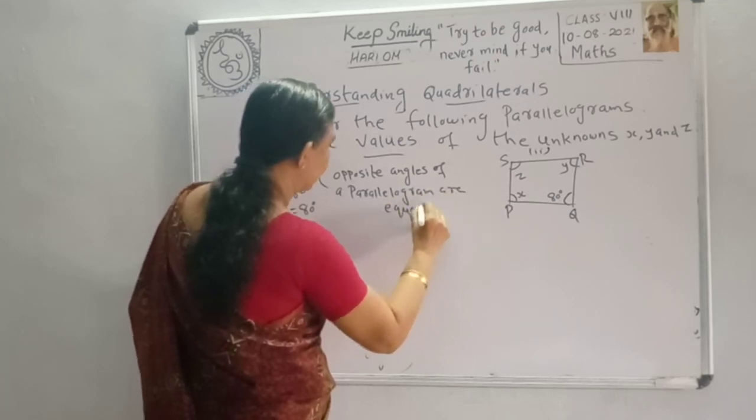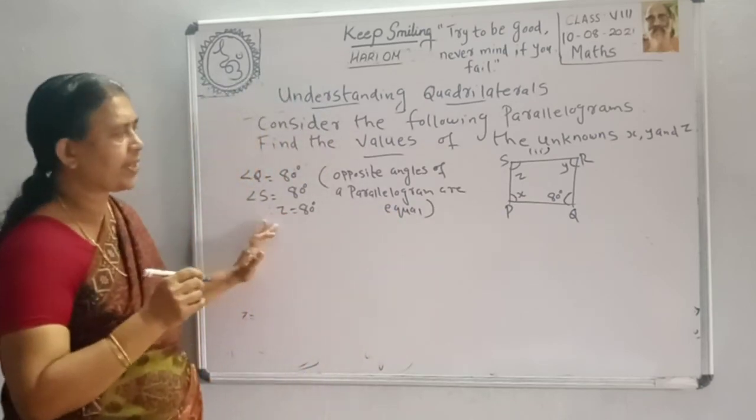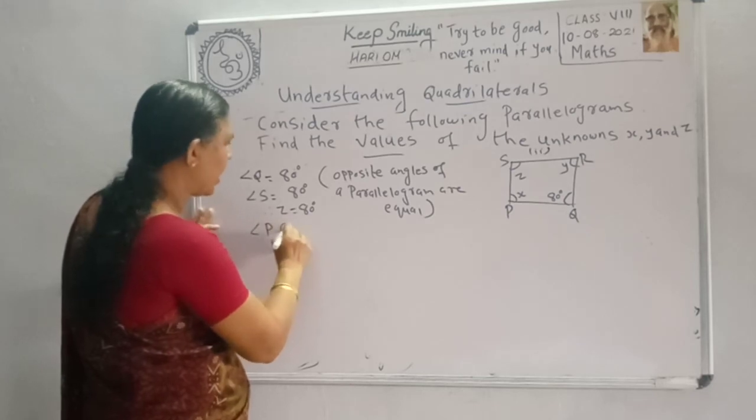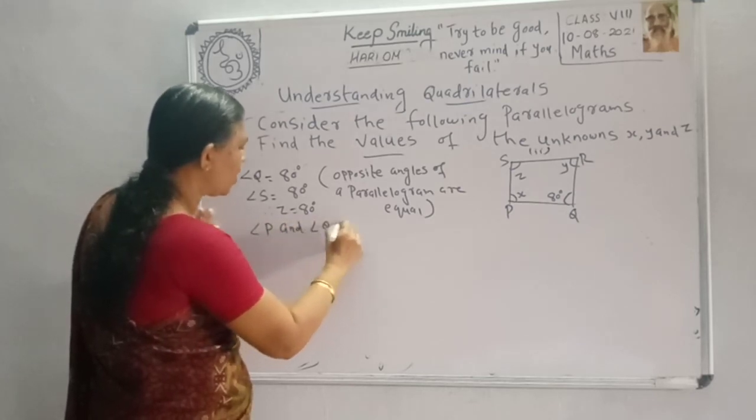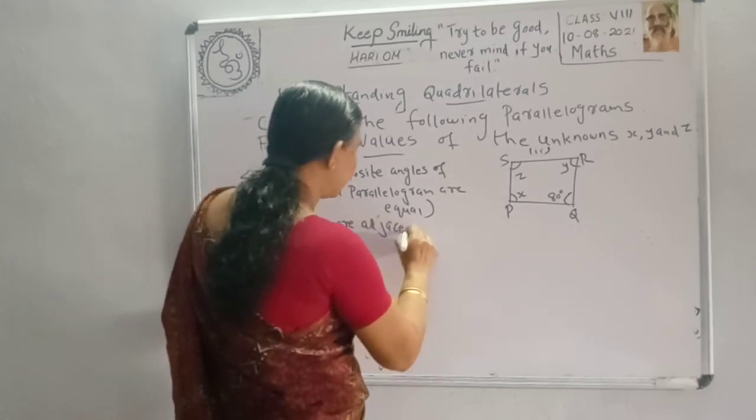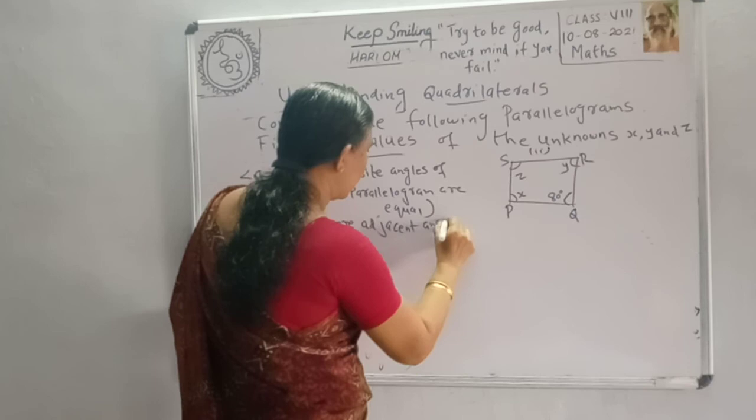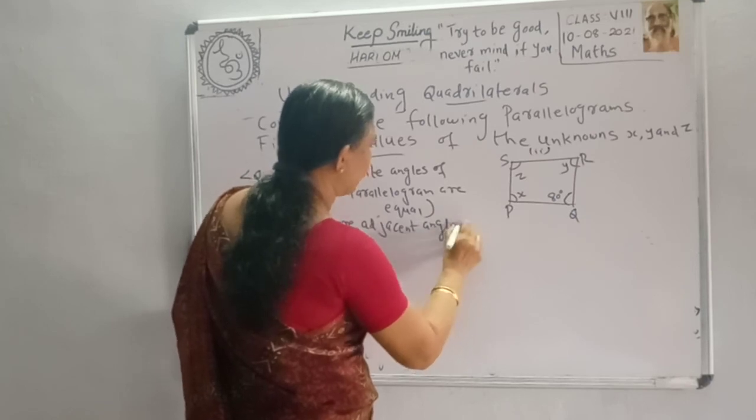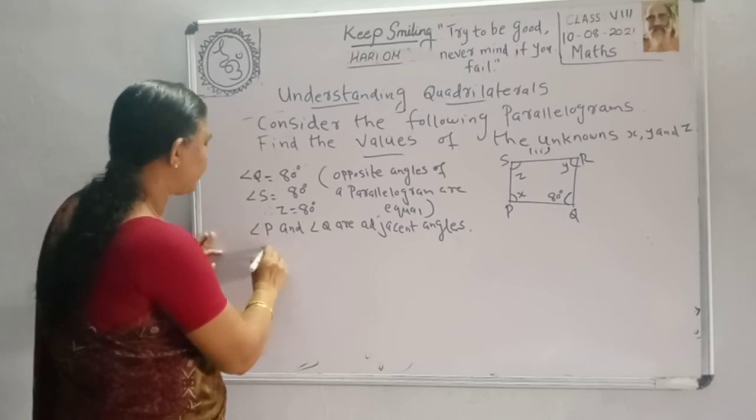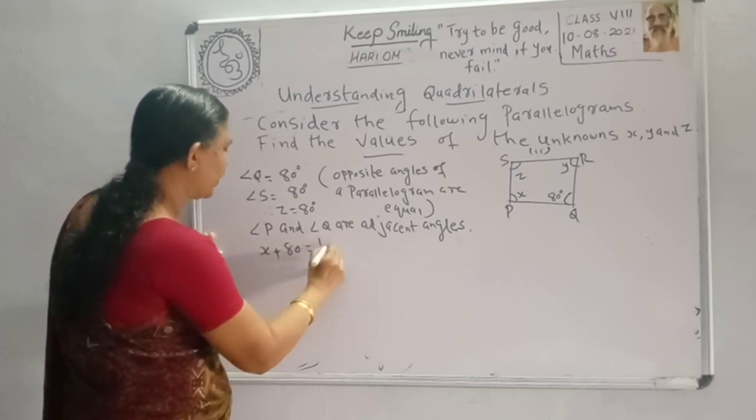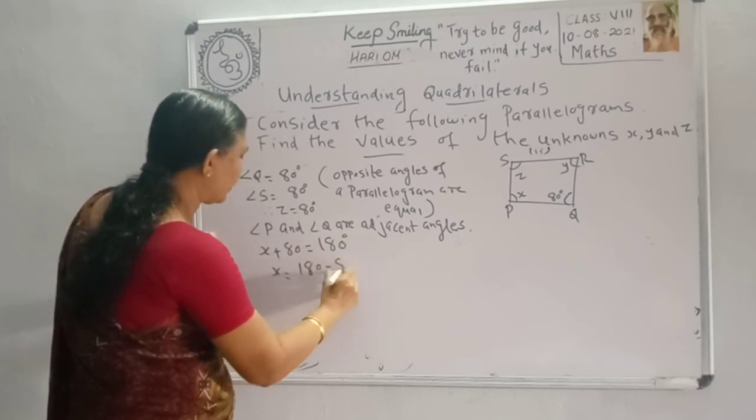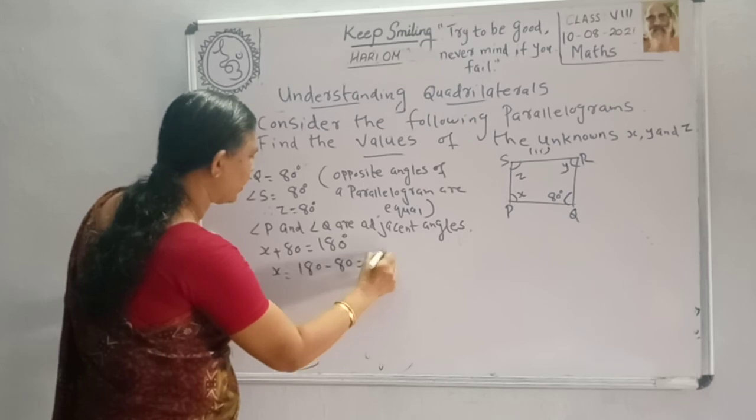Therefore, what can we say? Angle Z is equal to 80 degrees. Then, what is the measure of x? Angle P and angle Q are adjacent angles. We already studied that the adjacent angles of a parallelogram are supplementary. Therefore, x plus 80 is equal to 180 degrees. Then what is x? X is equal to 180 minus 80, that is equal to 100 degrees.